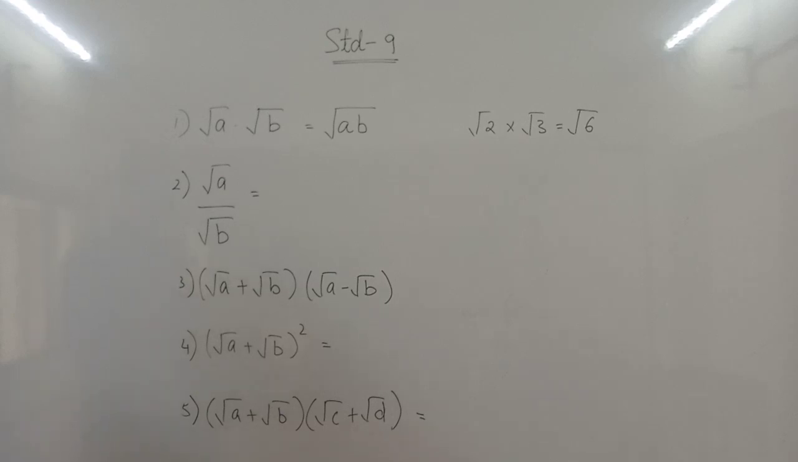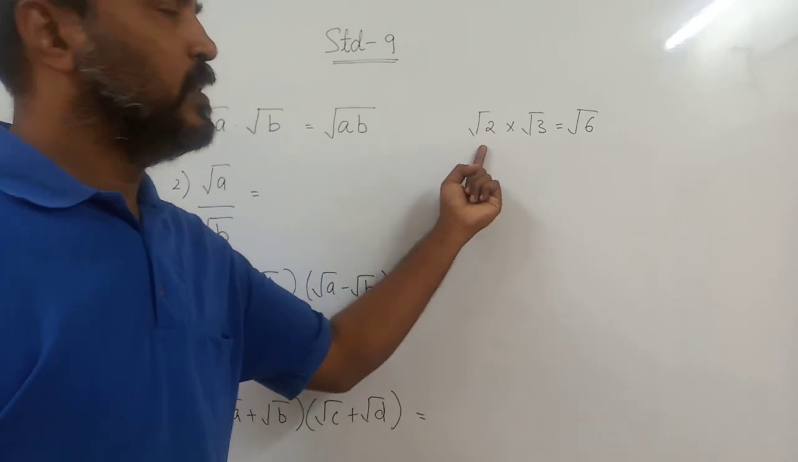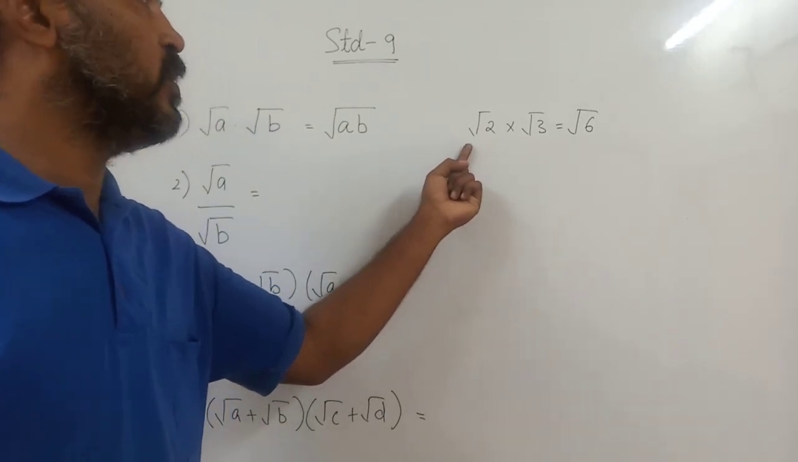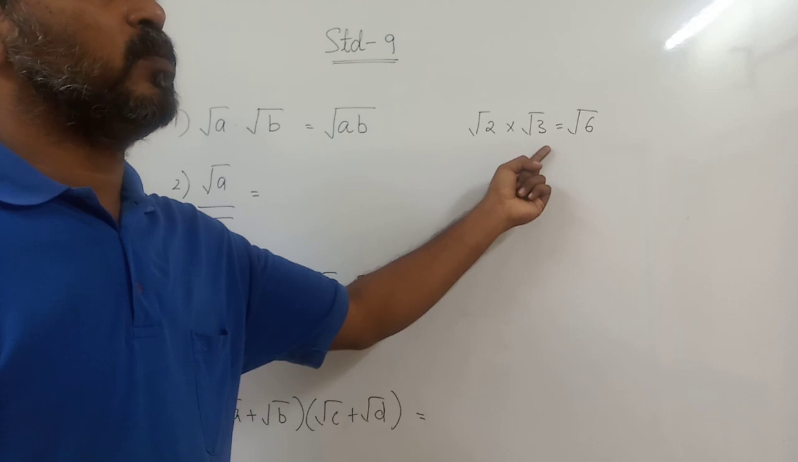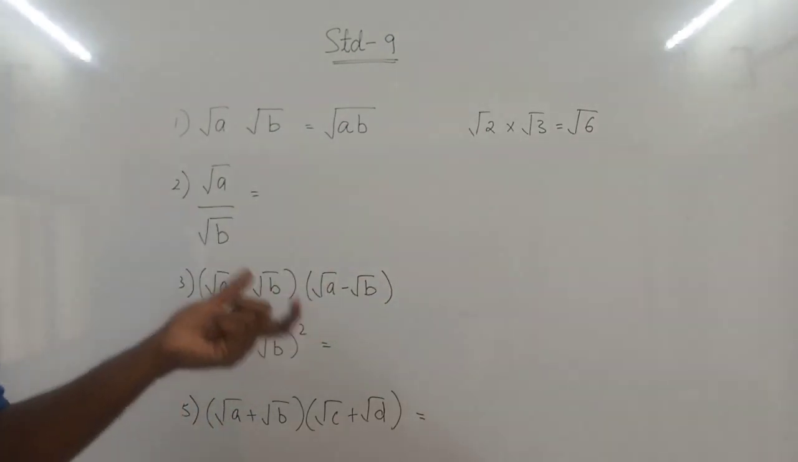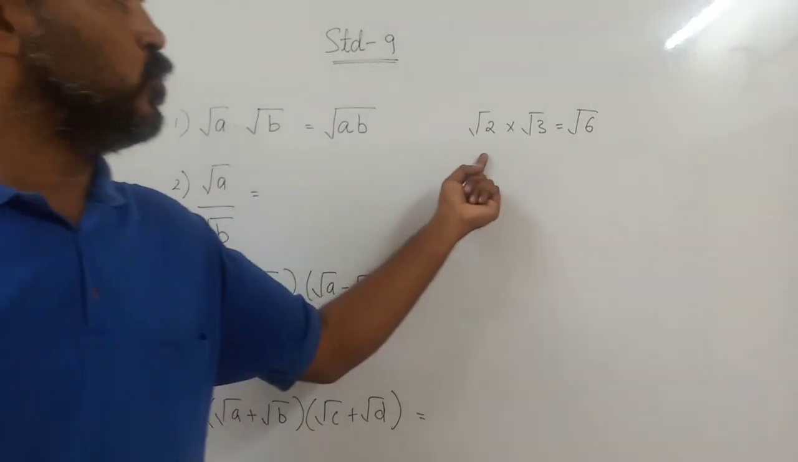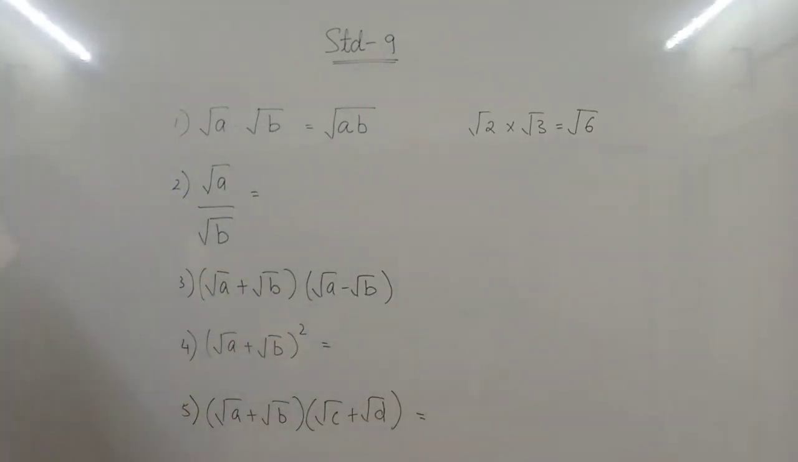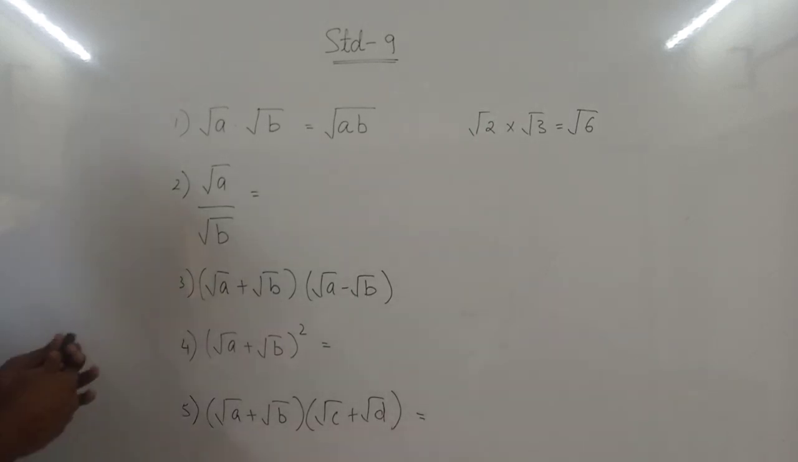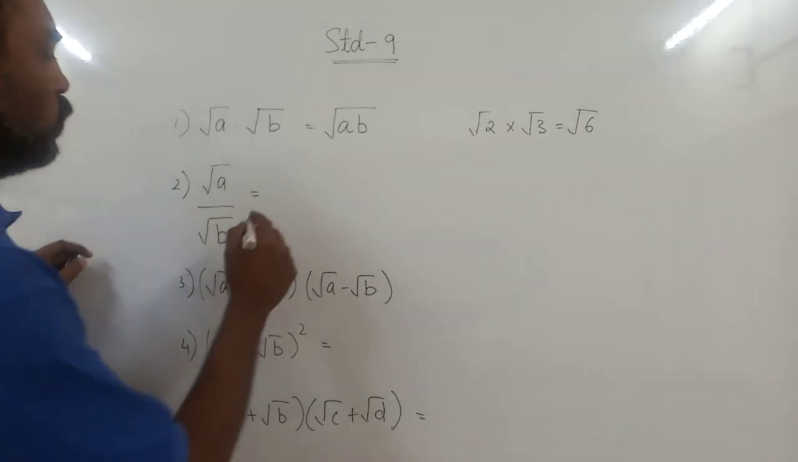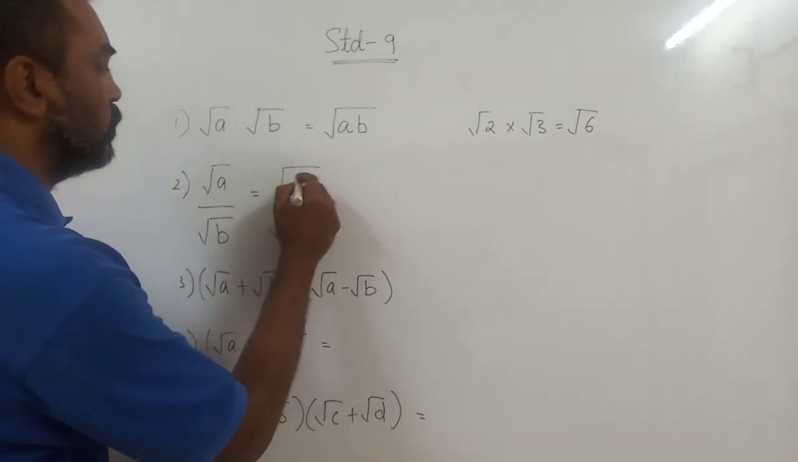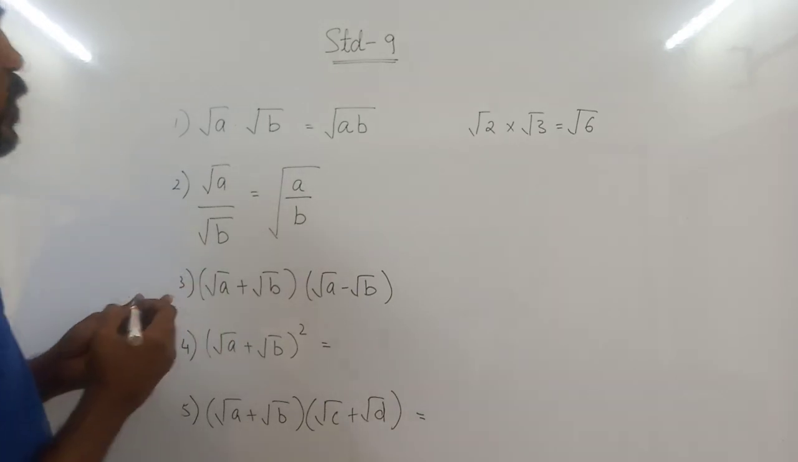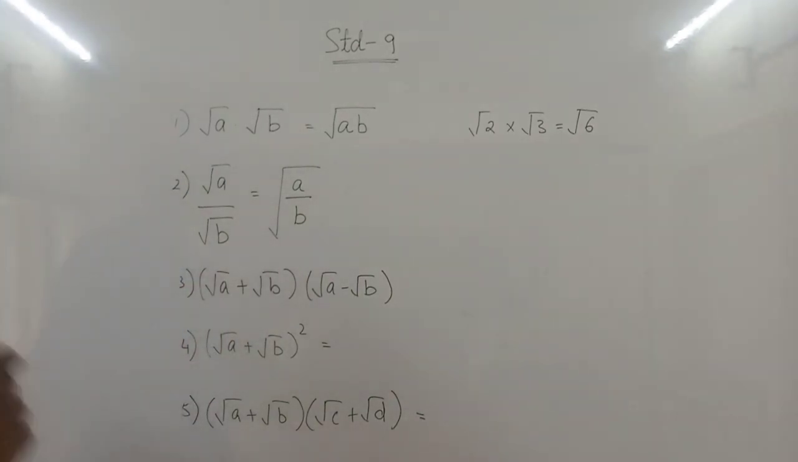But I told you the simplification is difficult because root 2 is non-terminating, non-recurring, and root 3 is non-terminating, non-recurring. So the answer will be non-terminating, non-recurring, but root 2 into root 3 is root 6 accurately. But again, we cannot prove this through decimals because they are non-terminating, non-recurring. We can only prove this through mathematical identities. Same way, root A by root B will be the root of A by B. So what does it basically tell you?